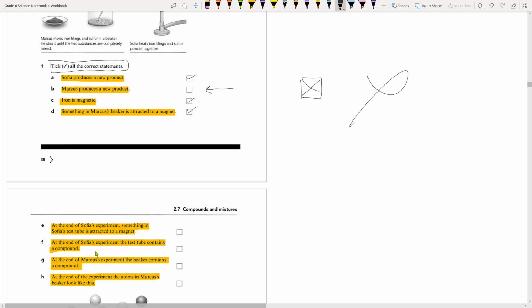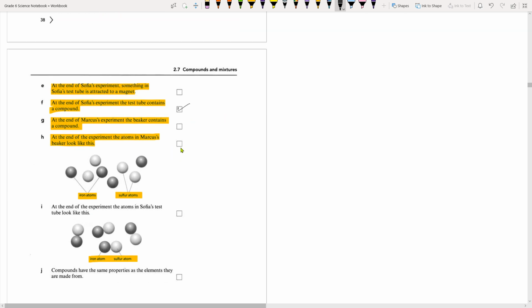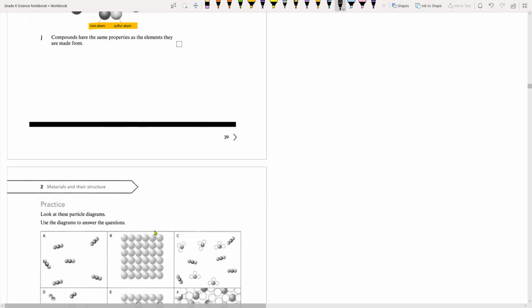No. At the end of Sophie's experiment, the test tube contains a compound? Yes, it does. At the end of Marcus's experiment, does it contain a compound? No. At the end, the beaker looks like this. Yes, this is how it's going to look. Iron and sulfur are sitting separate. They're mixed up, but they're separate particles. Sophie's experiment, that is also true. Do compounds have the same properties as the elements they're formed with? No, unfortunately. That's incorrect.